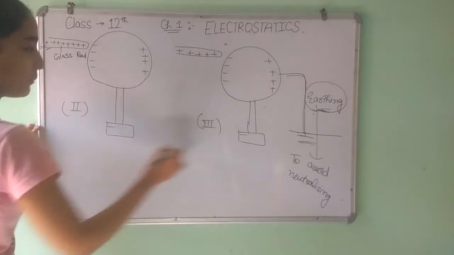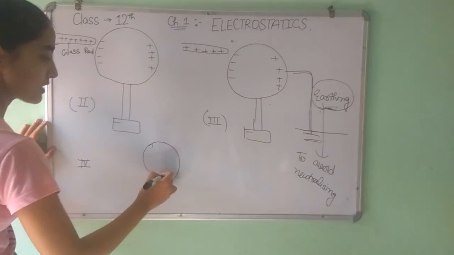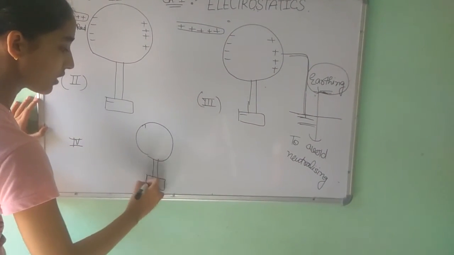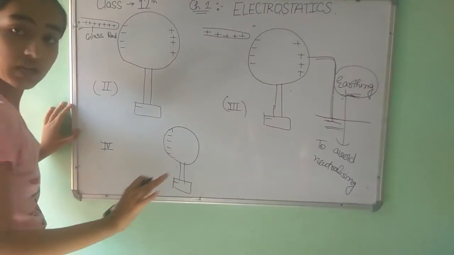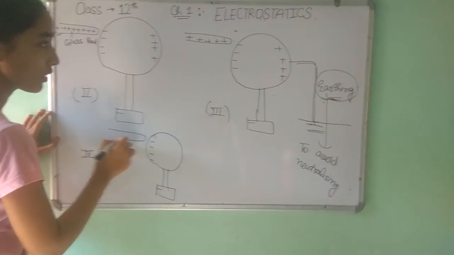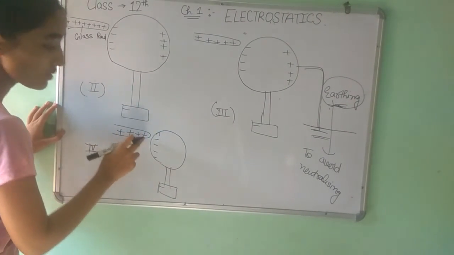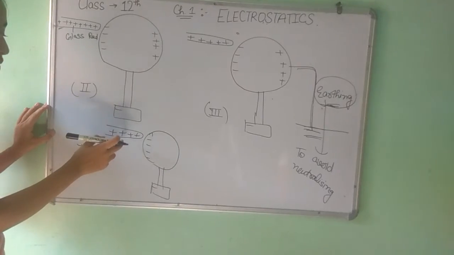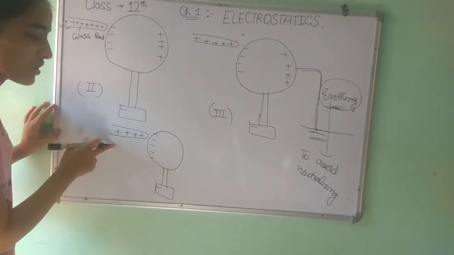Now in the fourth step, this condition becomes like this. Here are all negative charges and the positive charge has gone from here. And why are these negative charges still there? Because the glass rod, which has positive charge on it, attracts all these negative charges towards it.